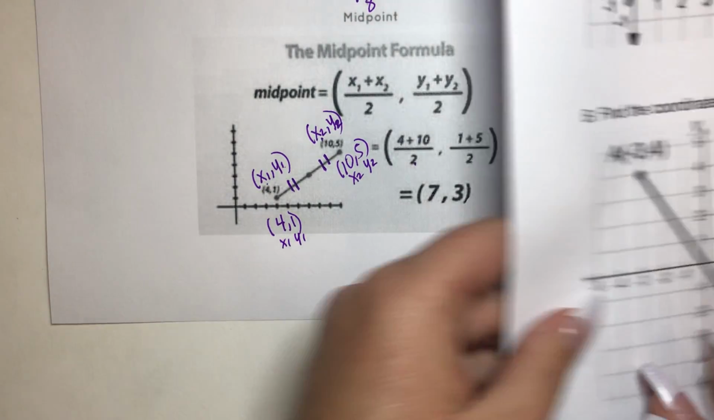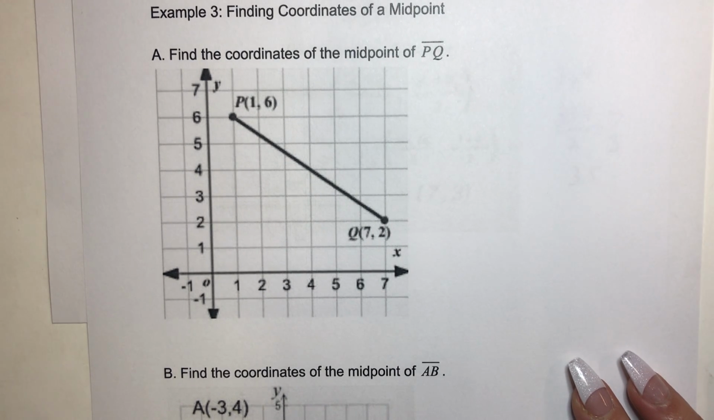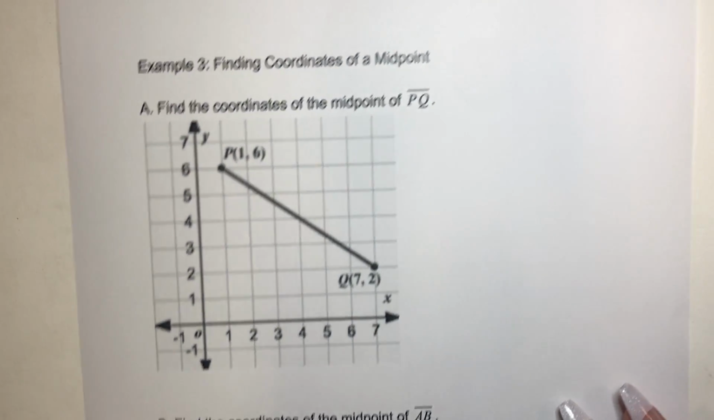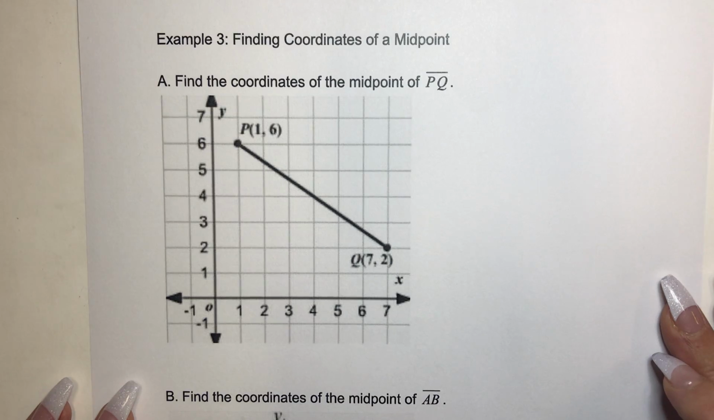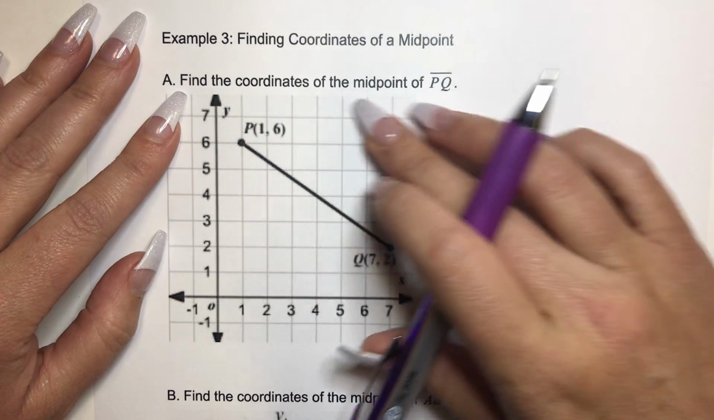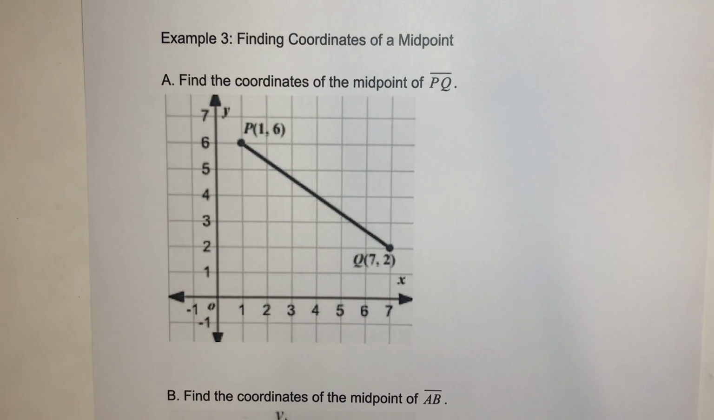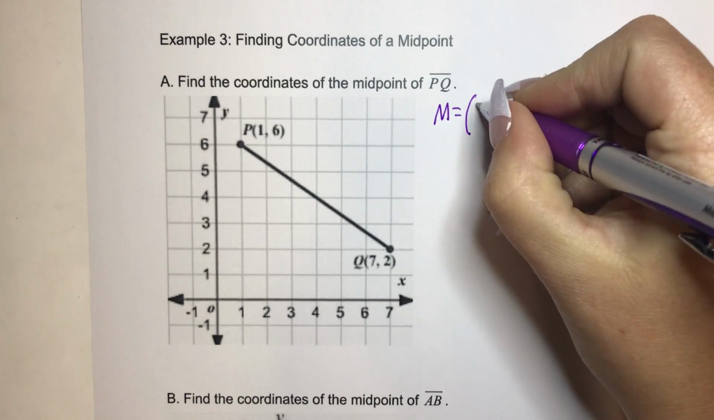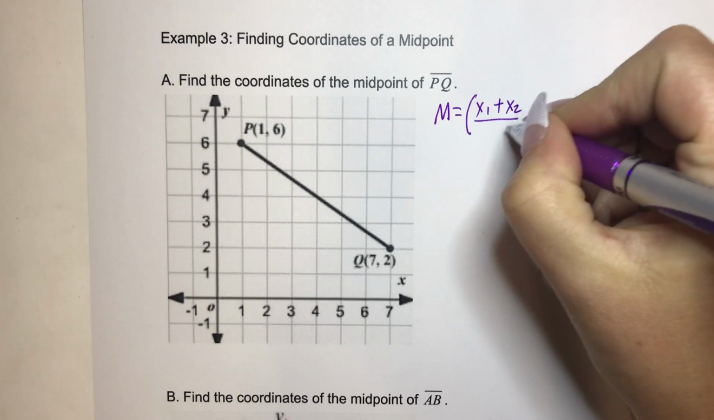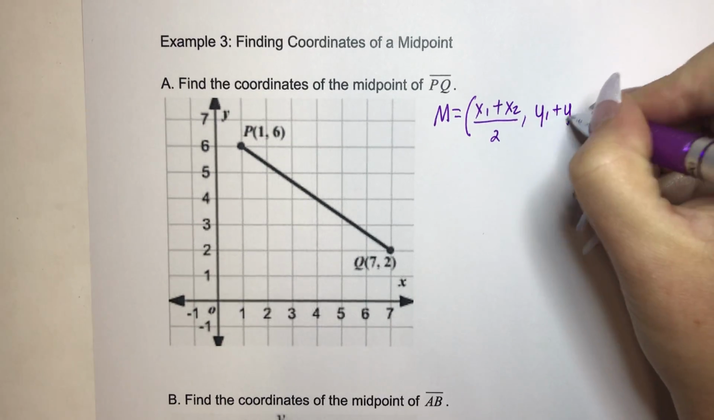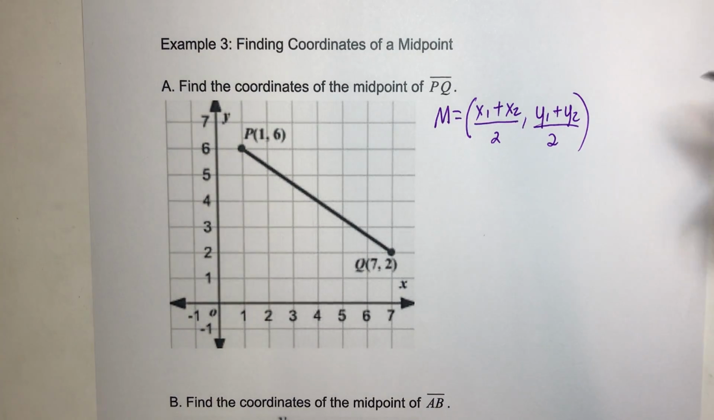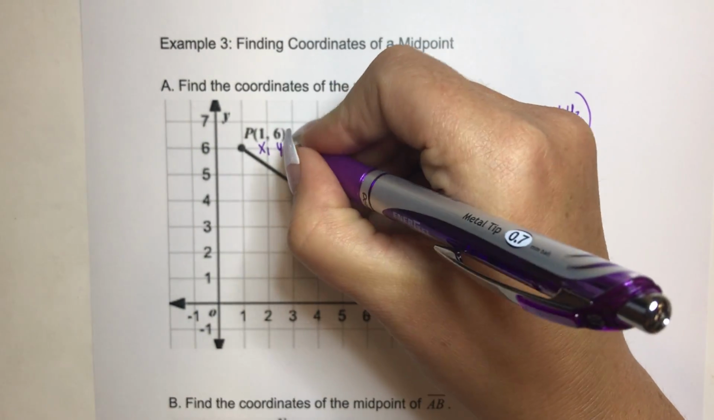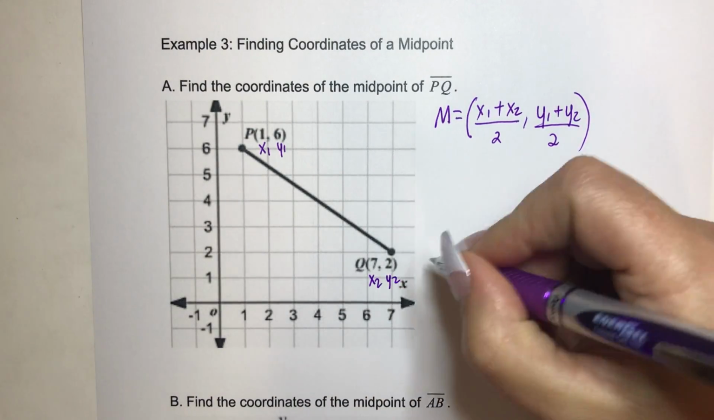Okay, let's go ahead and look at some examples and apply the midpoint formula. Here we go. Example 3. Finding coordinates of the midpoint. Find the coordinates of the midpoint of PQ. So what I'm going to do is write that midpoint formula. The midpoint equals x1 plus x2 over 2 and y1 plus y2 over 2. And I want you to do that for every single problem. Then we're going to go ahead and define our terms. So we have 1, 6 and 7, 2. I'm going to call this my x1, y1, and this my x2, y2, and then we're just going to substitute it in.